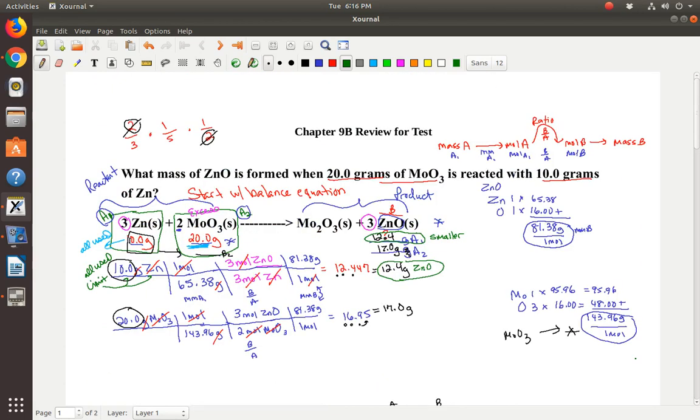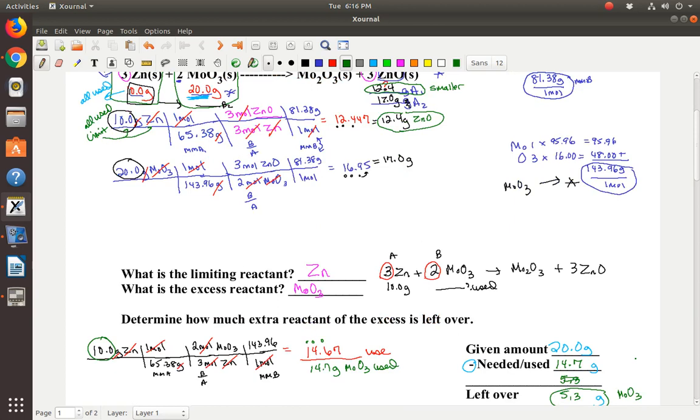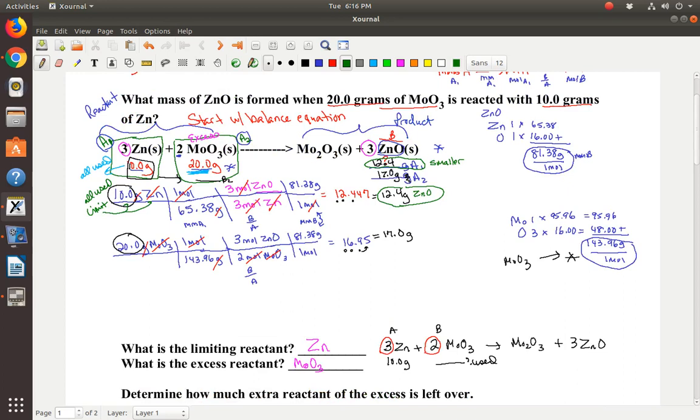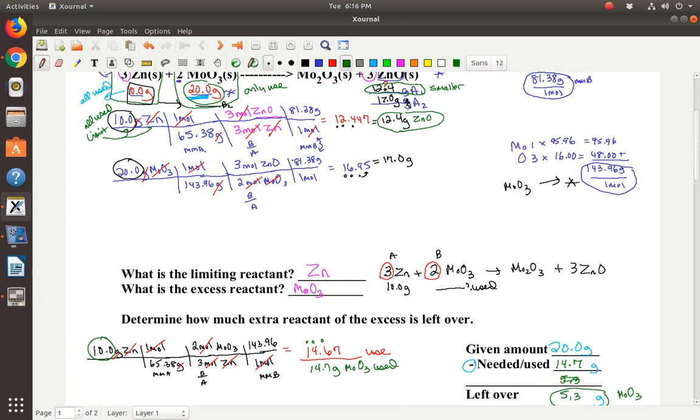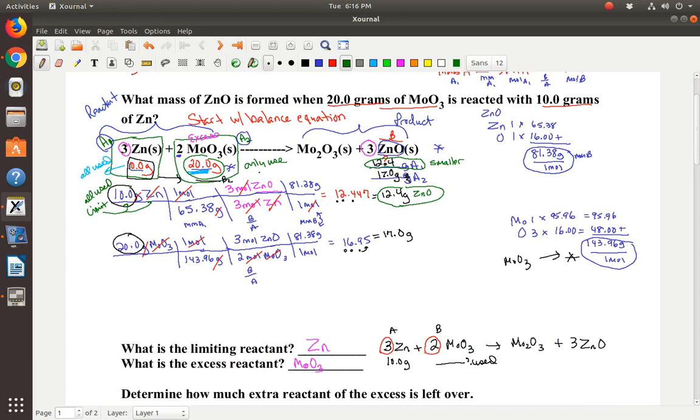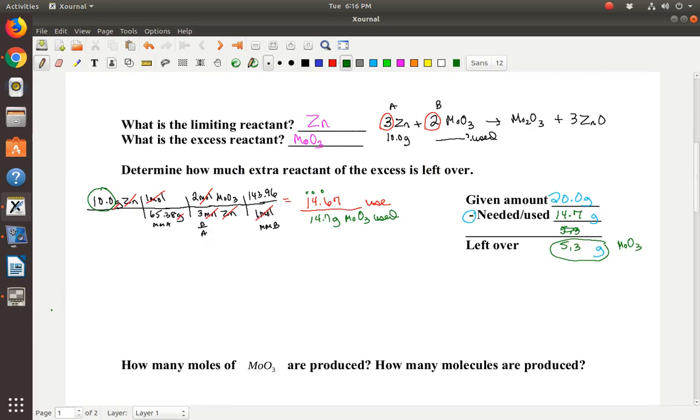So what does that mean? That means in this reaction at the top here, even though I was given 20 grams right there, I only used 14.7 of those. I only used 14.7 grams. So 20 is too much. I only used 14.7 grams. All right, let's move on.